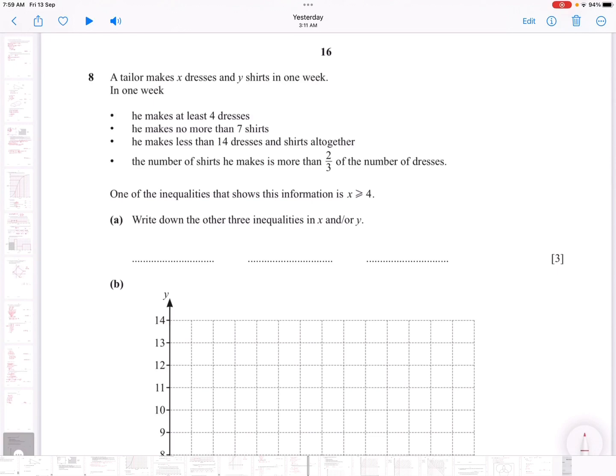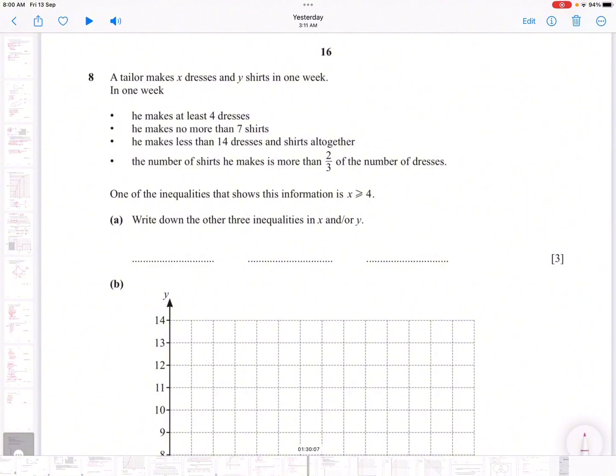So this inequality came from the first statement, he makes at least 4 dresses. At least 4 dresses means 4 or more than 4 dresses. And for dresses he chose X, and for shirts he chose Y. So he has already written this inequality for us: X is greater than or equal to 4. Alright, so he makes no more than 7 shirts. No more than 7 means 7 or fewer shirts. So we can write it: y is less than or equal to 7.